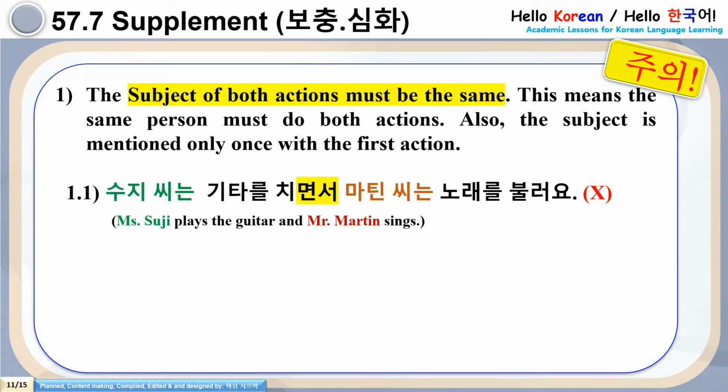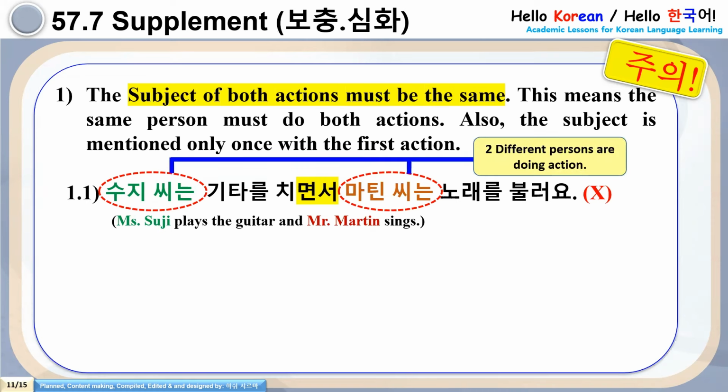Yes. Can you see here? There are two subjects, Suji she and Matin she. So two different person. Yes, these are two different persons. They are doing the action. So we cannot use this grammar in this situation. Clear, 여러분? Please don't do this type of mistake.